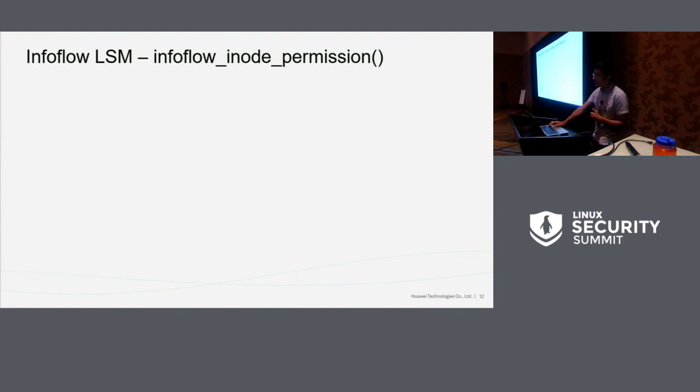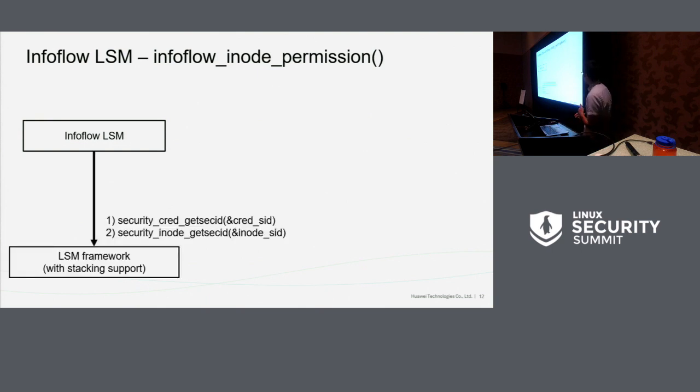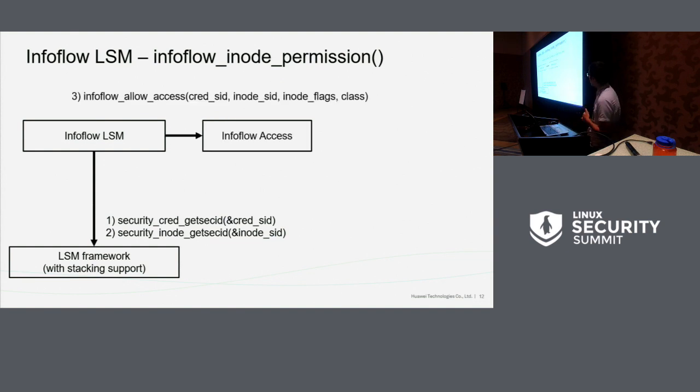So when we are checking the permission on the inode, after SELinux determines if the permission should be granted or not, then we ask the LSM framework which are the security identifier of the process which is accessing the file, and the security identifier of the inode itself. And then we pass these two security identifiers and the operation requested, so if it is a read or write or read-write, to our decision module.